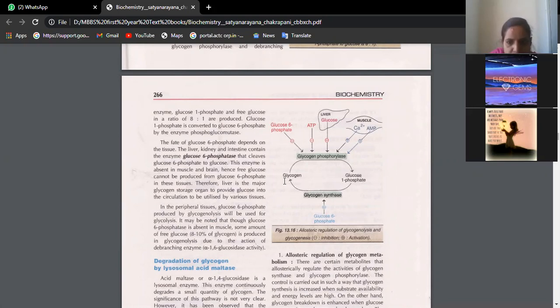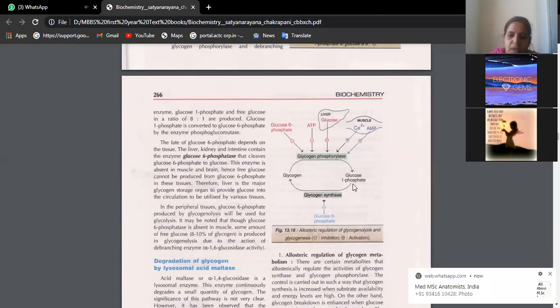So you are finding glycogen is broken down to glucose 1-phosphate. That means this is glycogenolysis. Again, glucose 1-phosphate, by gradual adding of glucose, will be converted into glycogen. So the lower one is glycogenesis and the upper one is glycogenolysis. So how are they correlated?